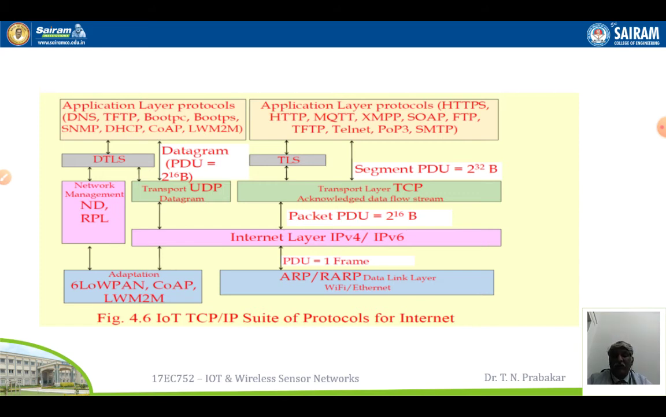On the left hand side you can see there is an adaptation layer where 6LoWPAN, CoAP and the lightweight M2M protocols are sitting. So this is the overall set of the TCP/IP suite of protocols that are useful for internet applications.